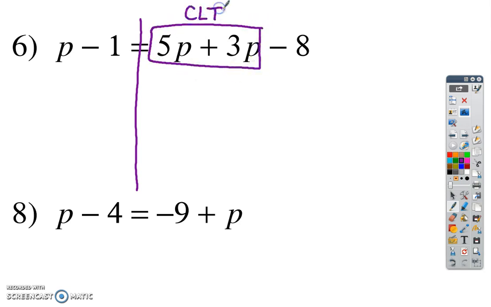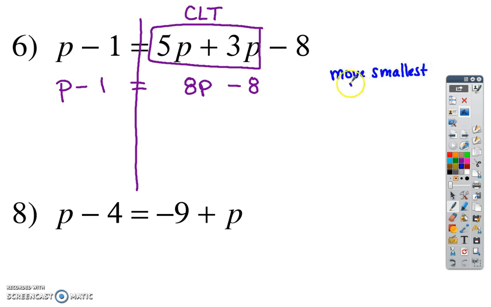Combine like terms. So what is 5p plus 3p? 8p. Bring everything else down. So minus 8 equals p minus 1. There's nothing to distribute, and now I have a p on each side. So I have 8p on one side and p on the other side. So this is when you move the smallest variable.